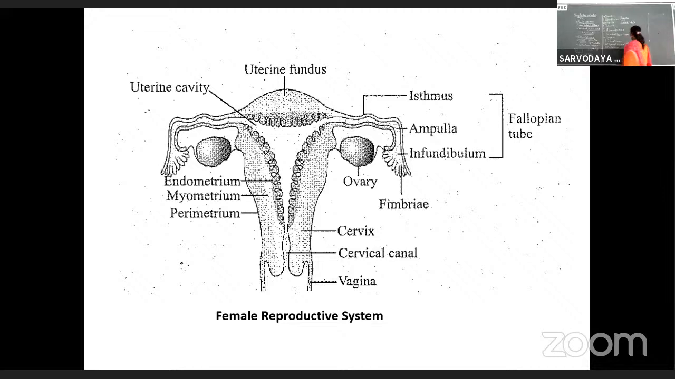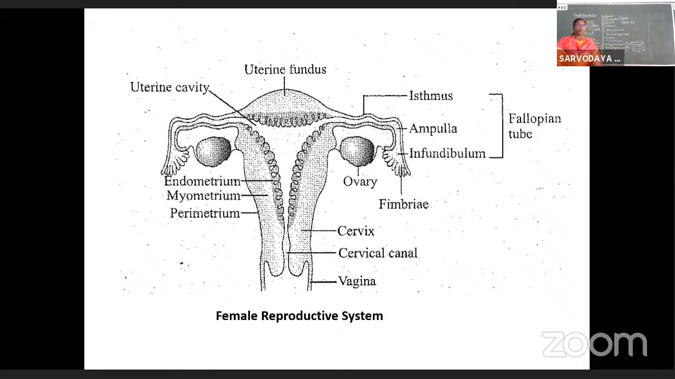So what is the function of myometrium? It is going to help during delivery, for contraction and relaxation of the uterus. This should be your answer.